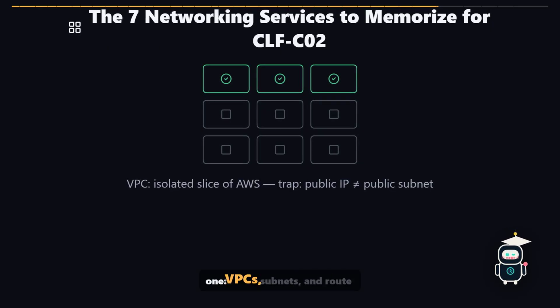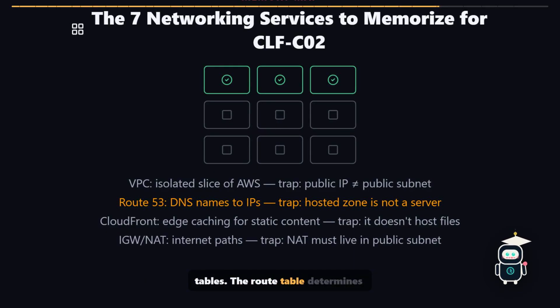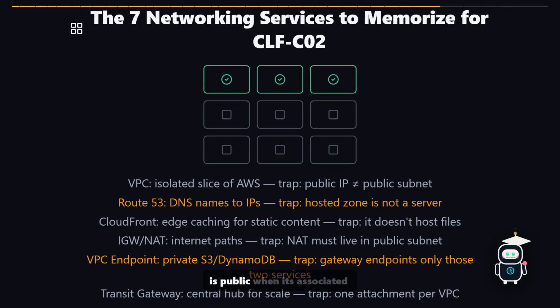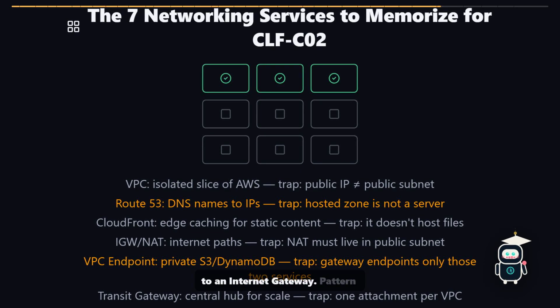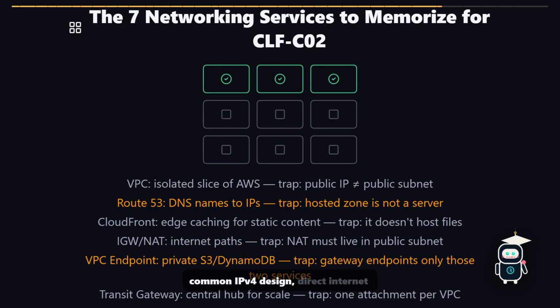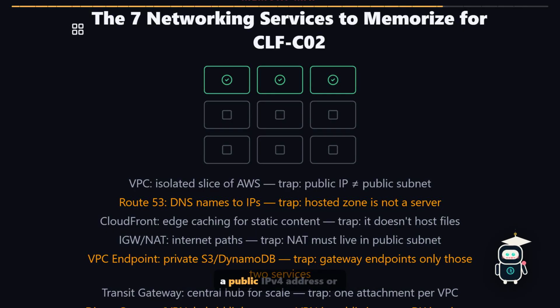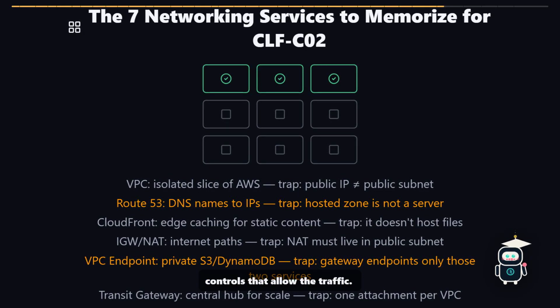Pattern 1. VPCs, subnets, and route tables. The route table determines the network path. A subnet is public when its associated route table has a route to an internet gateway. Pattern 2. Internet access. For the common IPv4 design, direct internet communication requires the correct route, a public IPv4 address or Elastic IP address, and security controls that allow the traffic.